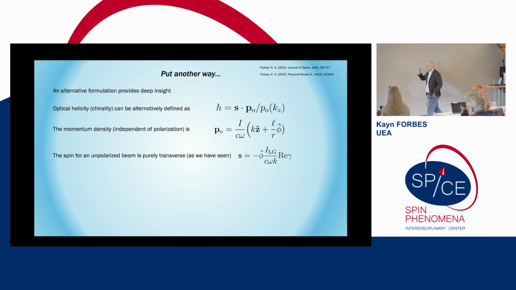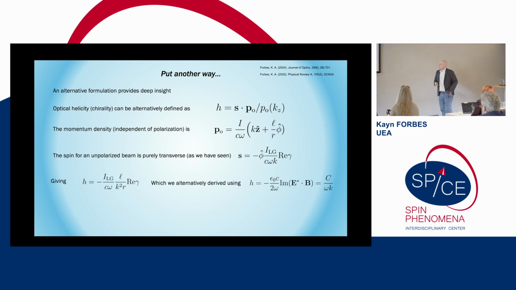The spin of an unpolarized beam is purely transverse, and it looks like this. So if I project my spin onto my canonical momentum density, I take the inner product. The z bit goes away, obviously, but the phi bits don't. They're 1. And so you can get the helicity using a completely different formulation than the E dot B, and it completely matches. The point is, what we've shown is that this extraordinary chirality of vortex beams is associated not with a longitudinal spin, which is what normally is the case with chirality, but a transverse spin. So the transverse spin is actually associated with this extraordinary optical chirality of vortex beams.